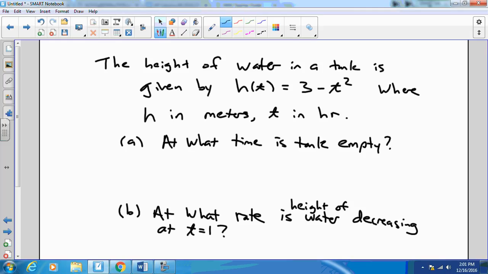Okay, so at what time is the tank empty? How do I represent the tank being empty in that? That's exactly it. I represent that as h of t is equal to 0. And now we just carry out the analysis. It means 3 minus t squared is equal to 0, which means t is equal to root 3.